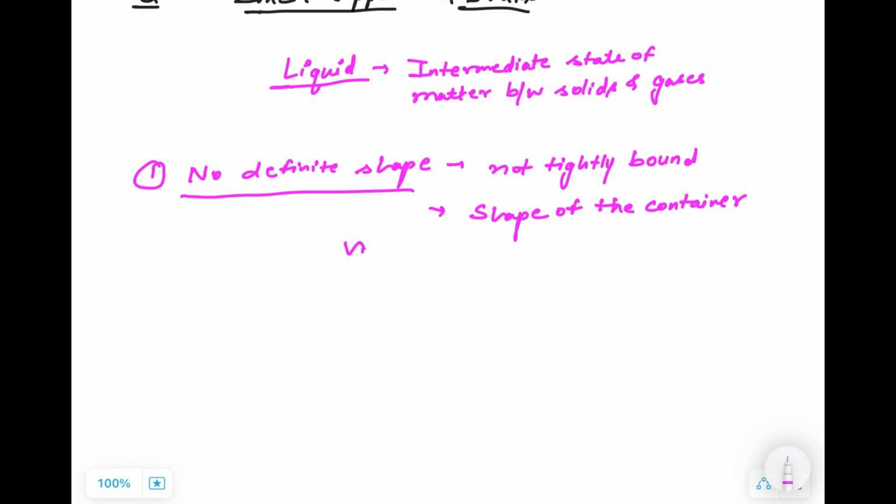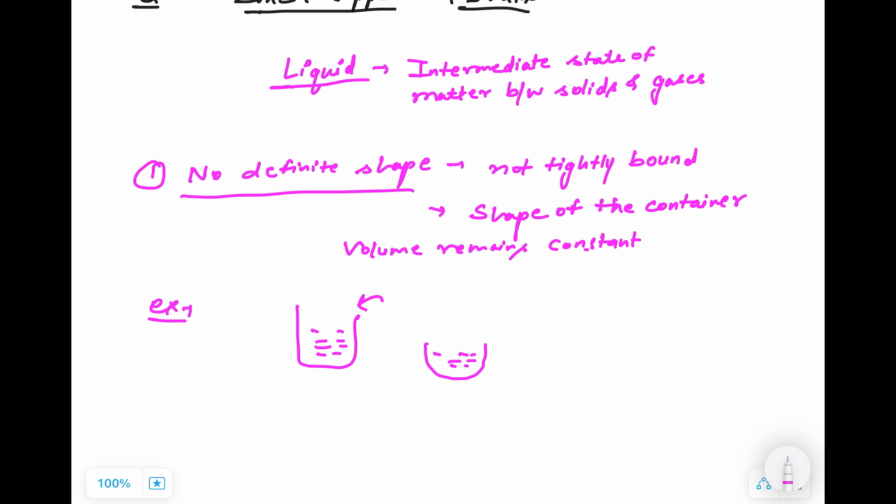However, their volume remains constant. It means their volume doesn't change. When water is poured into a glass, it takes the shape of the glass. When water is poured into a bowl, it takes its shape.